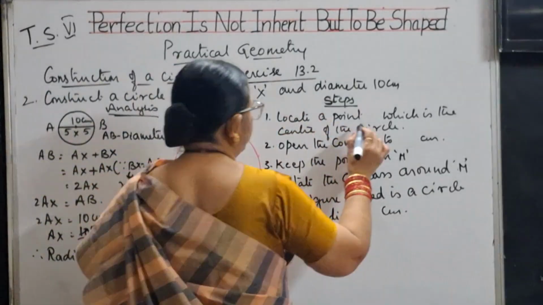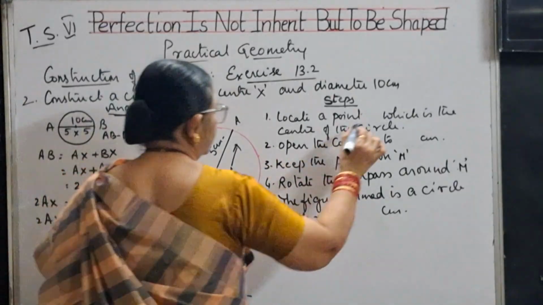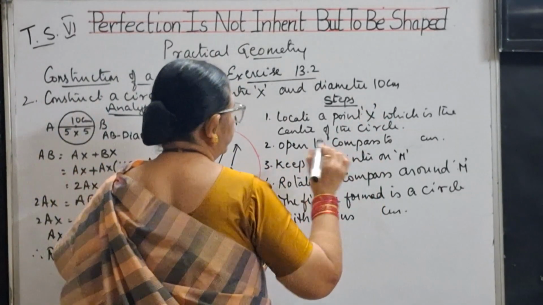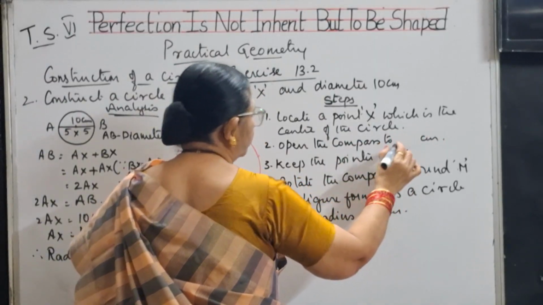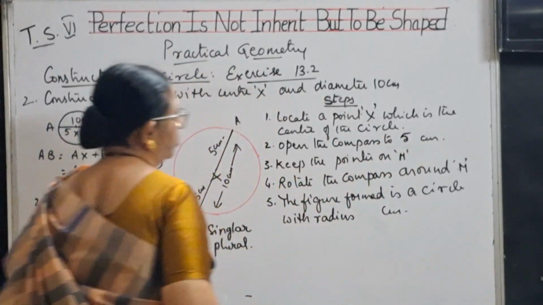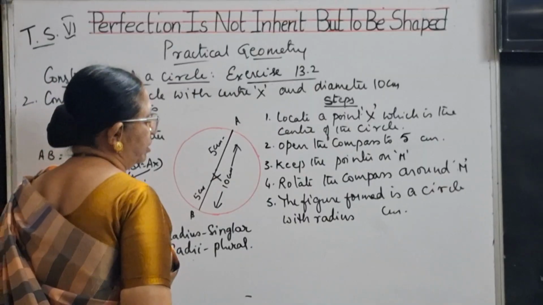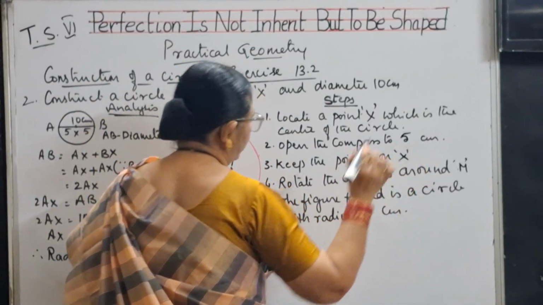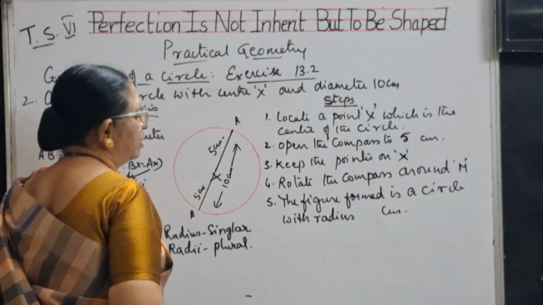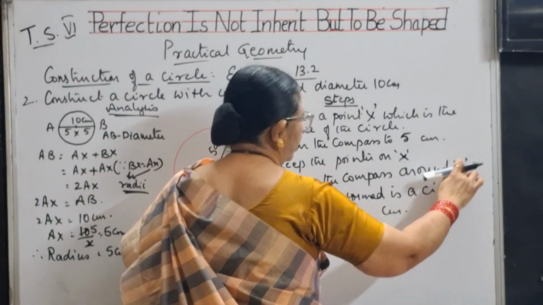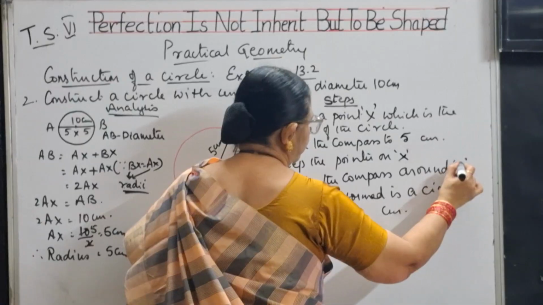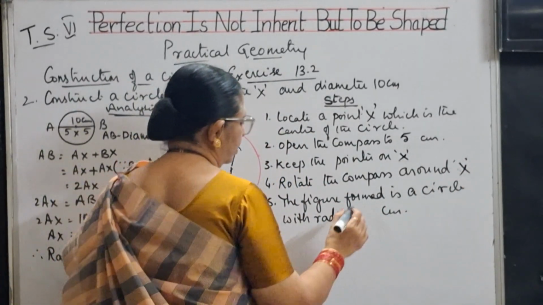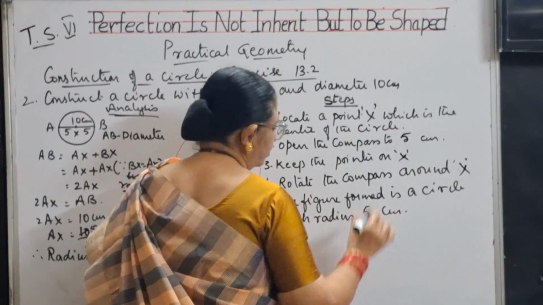So locate a point. What is this center? They have given X, which is the center of the circle. Open the compass up to what we have found: 5 centimeters, because the radius is 5 centimeters. Keep the pointer on X. Rotate the compass around X. If you rotate the compass around X, the figure so formed is a circle with radius 5 centimeters.